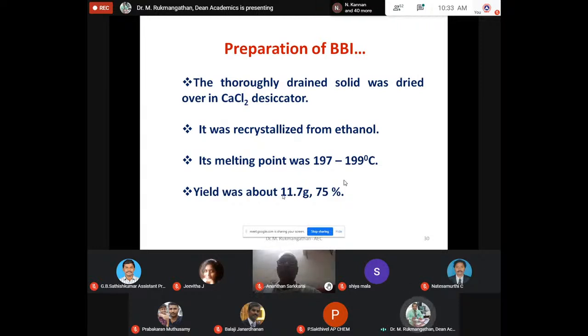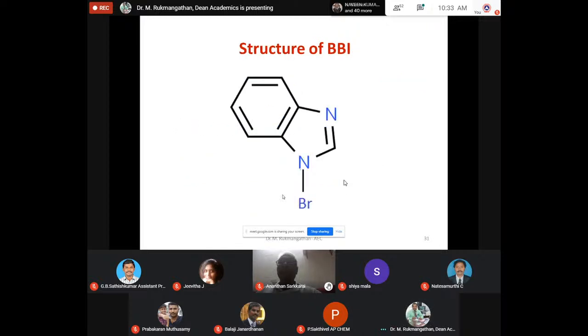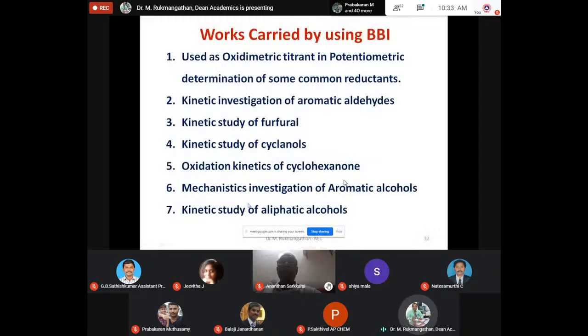The yield is about 75%. This is the structure of BBI. Here, the hydrogen atom linked to the nitrogen atom of benzimidazole has been replaced by a bromine atom. So we have synthesized the new compound, 1-bromobenzimidazole. We have to prove its oxidizing property.